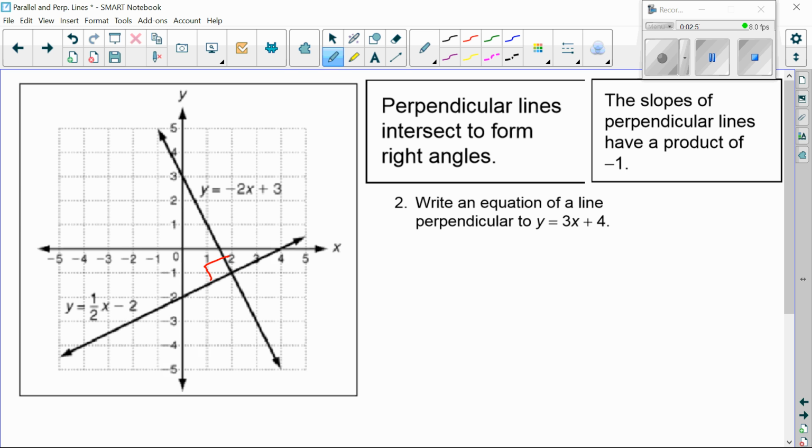In this example, I have y equals 3x plus 4. If we put this over 1 and give it the reciprocal, 1 over 3, now we have the reciprocal. Now the only thing I have to do is make it the opposite by making it negative 1 over 3. So for perpendicular lines, you want to have the opposite reciprocal. Let me go over a couple more examples.